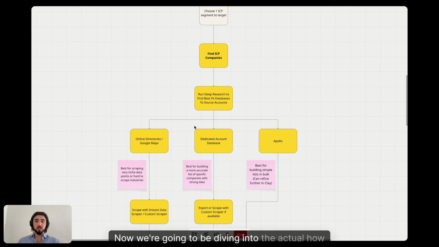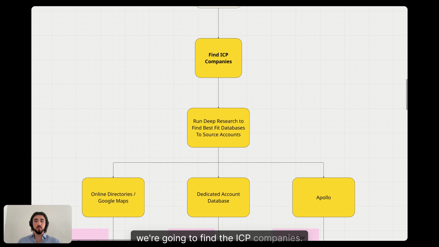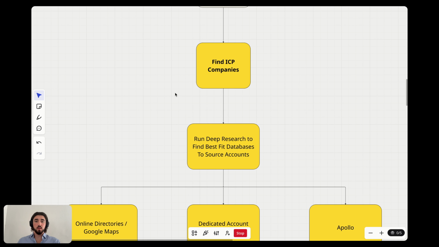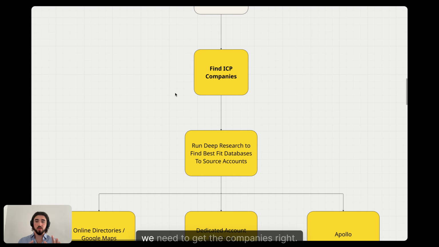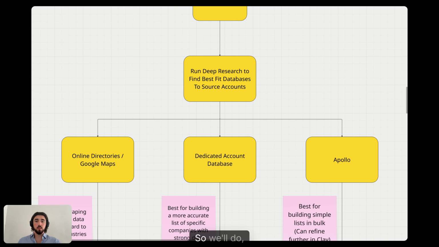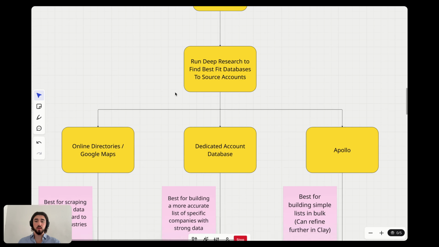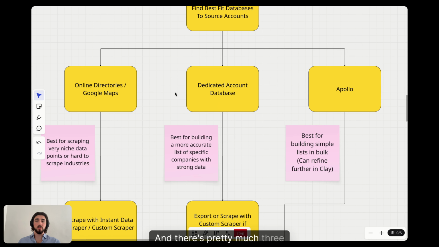Now we're going to be diving into how we're going to find the ICP companies. First, before we find any contacts, we need to get the companies, right? So we'll run deep research using, I use O3 in most cases. You can use Perplexity too. I just want to find the best fit databases to source the accounts from. And there's pretty much three from every list that we build. There's really just three different types of databases that we source our companies from.